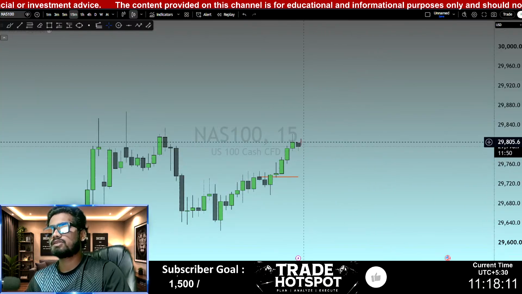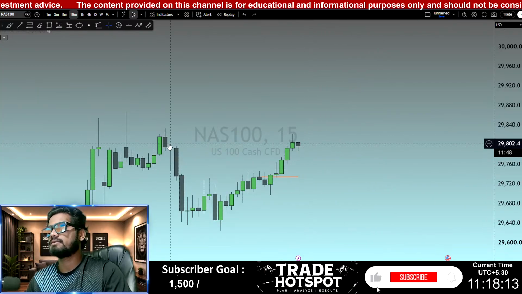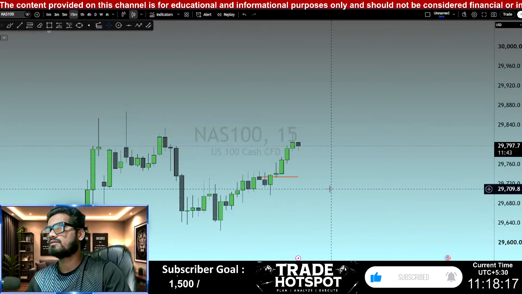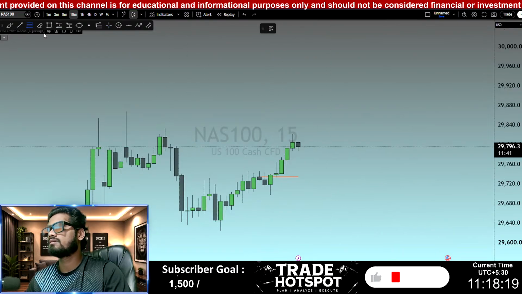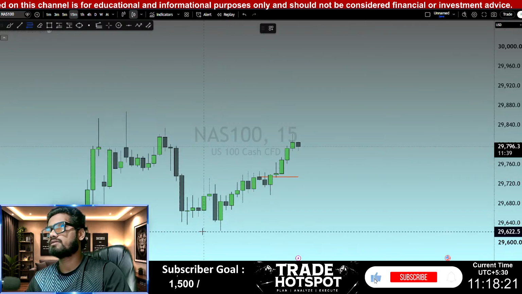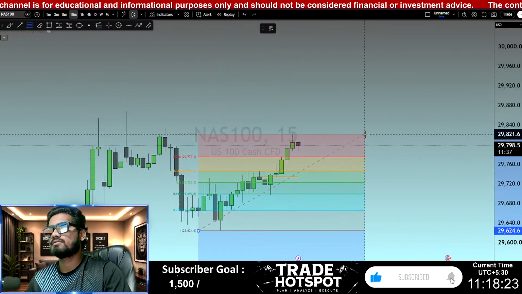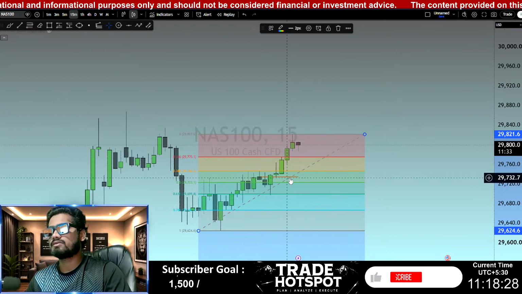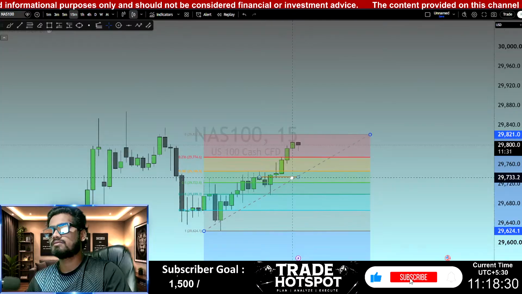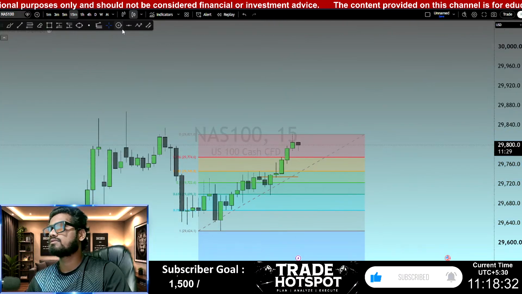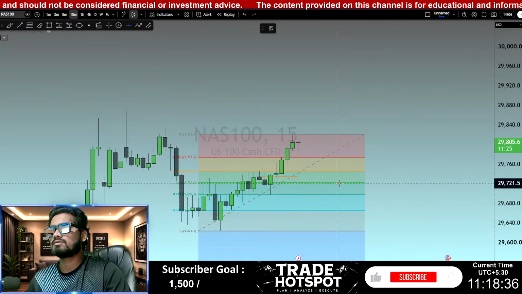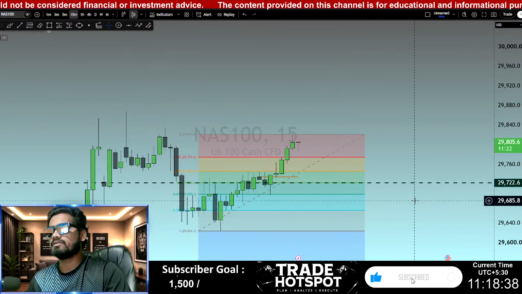There should be some retracement on 15 minutes guys, like this retracement, we have already measured, maybe it should be up to here on this level, right? This level, right guys?